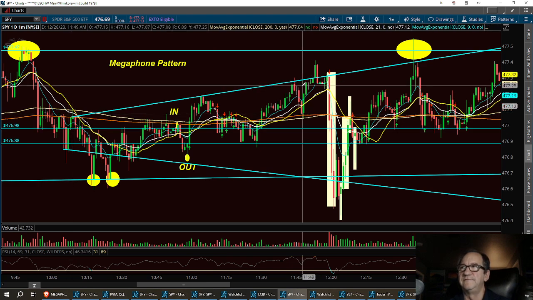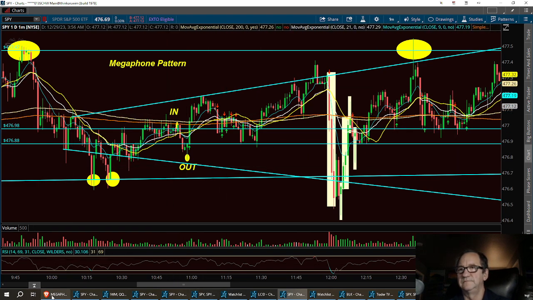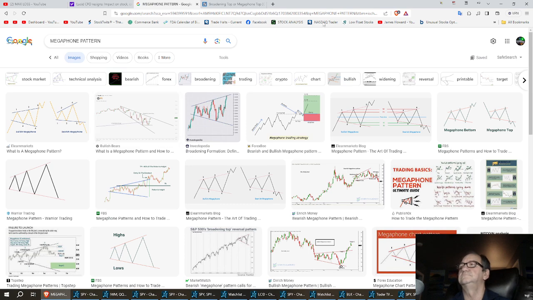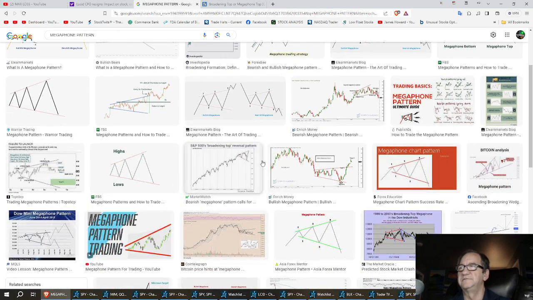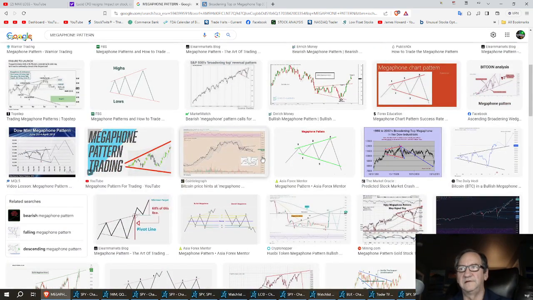So the megaphone pattern, as you can see in these diagrams, it's a pretty popular pattern. It gives a bigger volatility in the market. We're at the end of the year. We're at all-time highs on the SPY and the SPX. So you're going to have some volatility. You're going to have a lot of volatility at these levels.